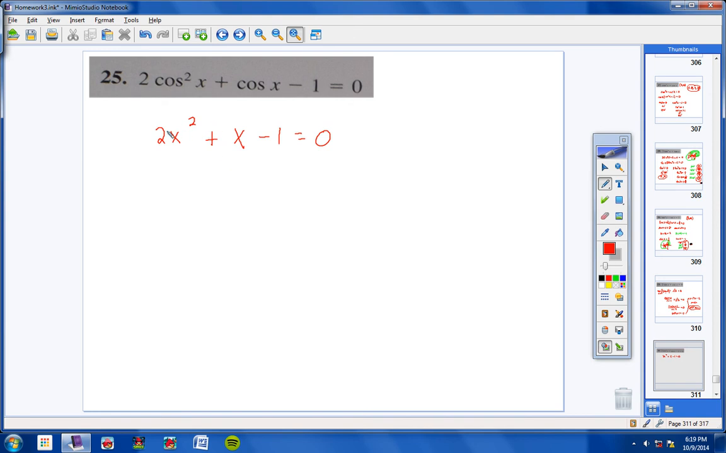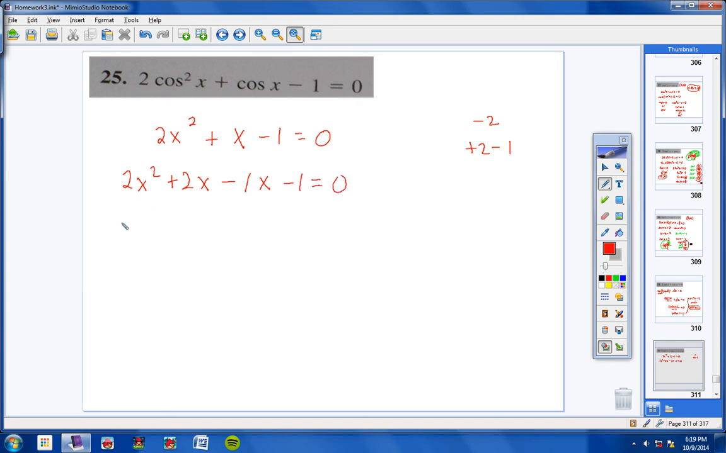2 here times negative 1 would give me a negative 2. So I'm looking at positive 2 and negative 1. Remember, we did all this the first week, so we're not going to go over this again. So 2x squared, and I did warn you we're not going to go over factoring again. So positive 2x minus 1x minus 1 equals 0.